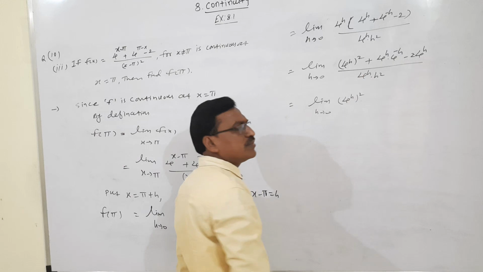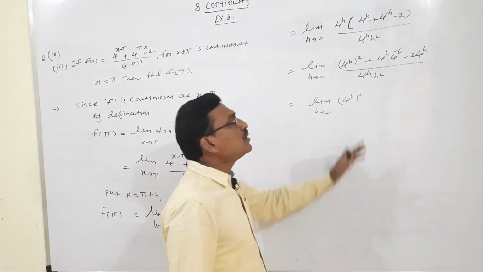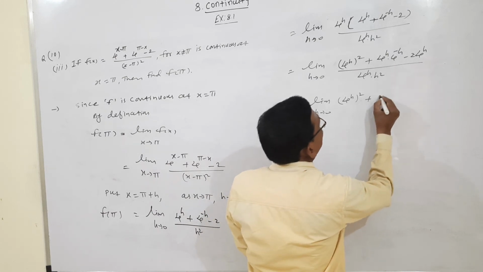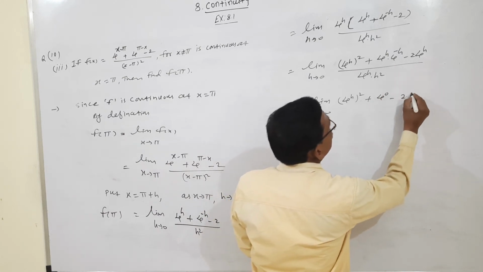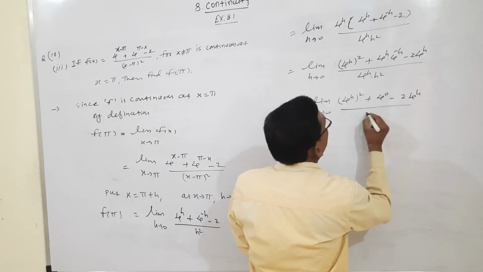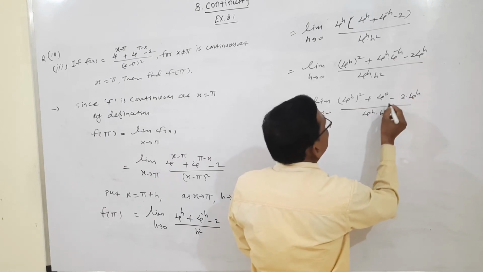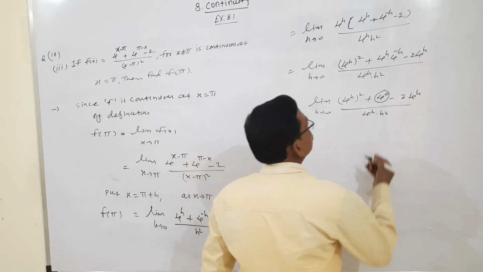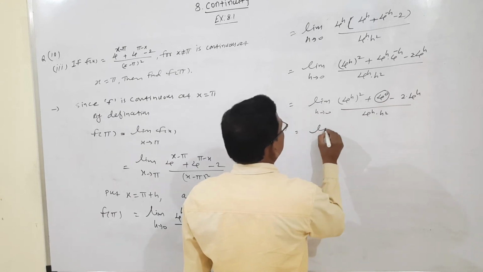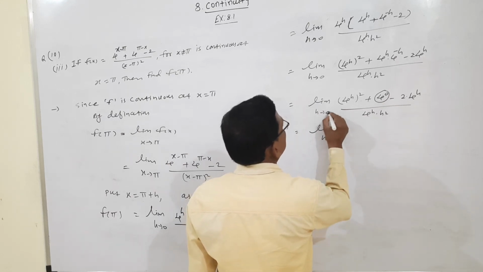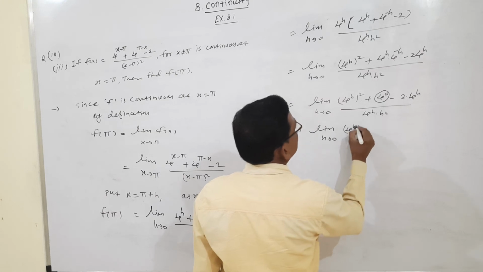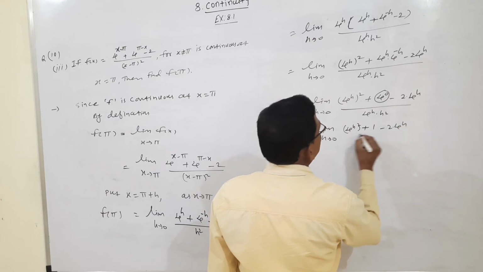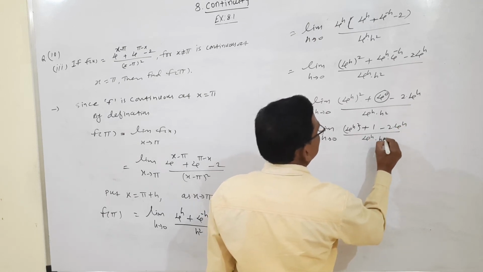Here the bases are the same, in multiplication when bases are same, we add the powers. So plus h and minus h becomes 0, so 4 raised to 0 plus 4 raised to 0 minus 2 into 4 raised to h, upon 4 raised to h into h square. But the value of 4 raised to 0 is 1, because the value of a raised to 0 is 1. So it gives, as h tends to 0, 4 raised to h whole square plus 1 minus 2 into 4 raised to h, upon 4 raised to h into h square.